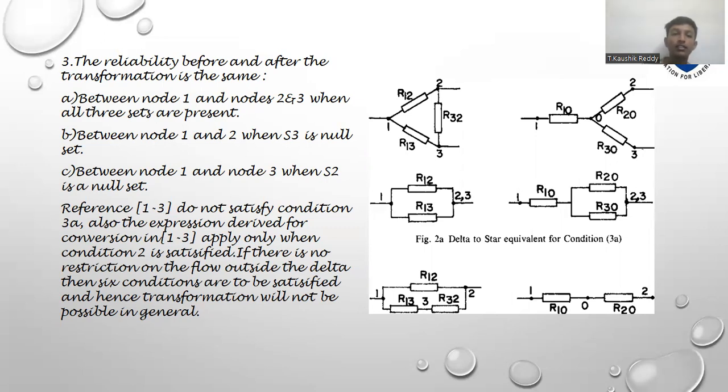So these are the 3 main conditions: between node 1 and nodes 2 and 3, when all 3 sets are present; between nodes 1 and 2, when S3 is a null set; between node 1 and 2, when S2 is a null set; and between node 1 and node 3, when S2 is a null set.